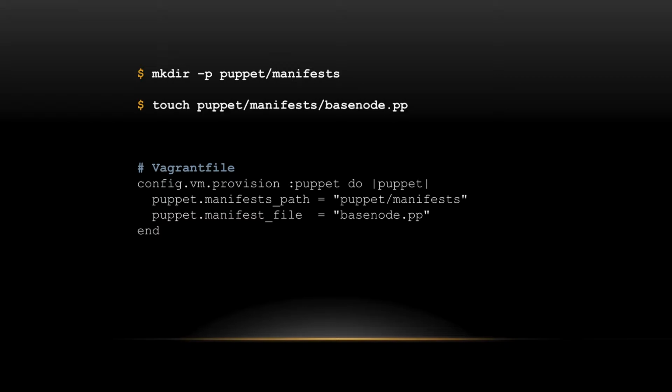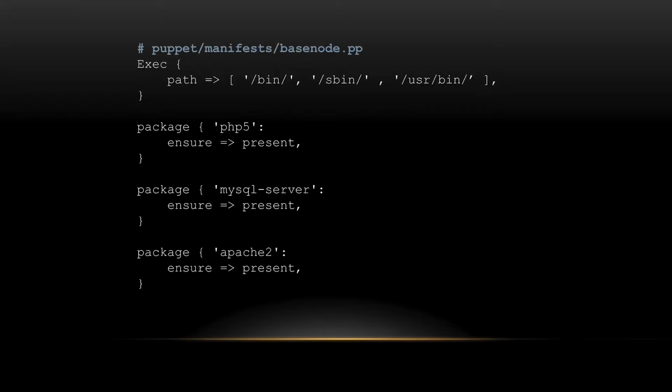Thank you. We just tell Puppet there is a manifest directory and we have a base node .pp. That's just the name. It's the first node that we're provisioning. Well, this is what your first Puppet script could look like. The first part, yeah, it's still Ruby, so sorry. I can't do anything about it.